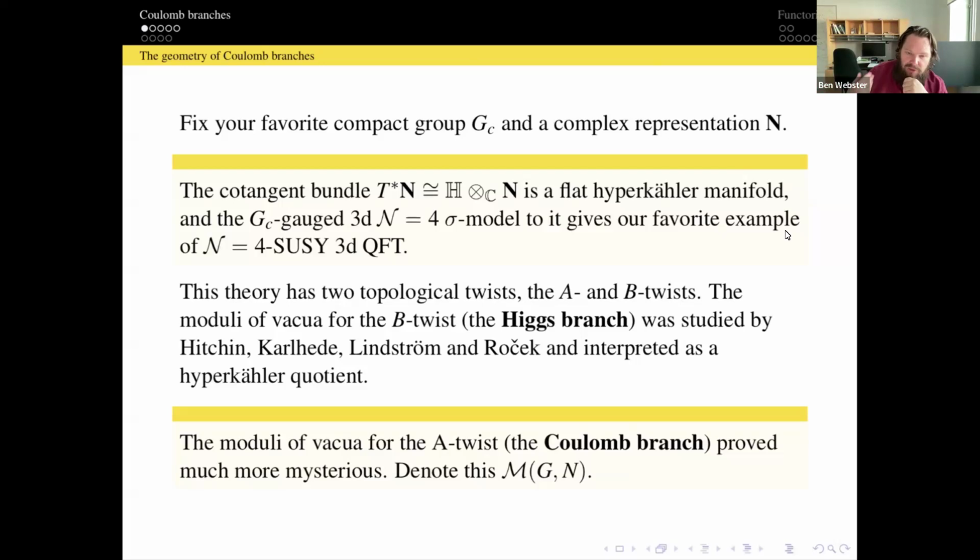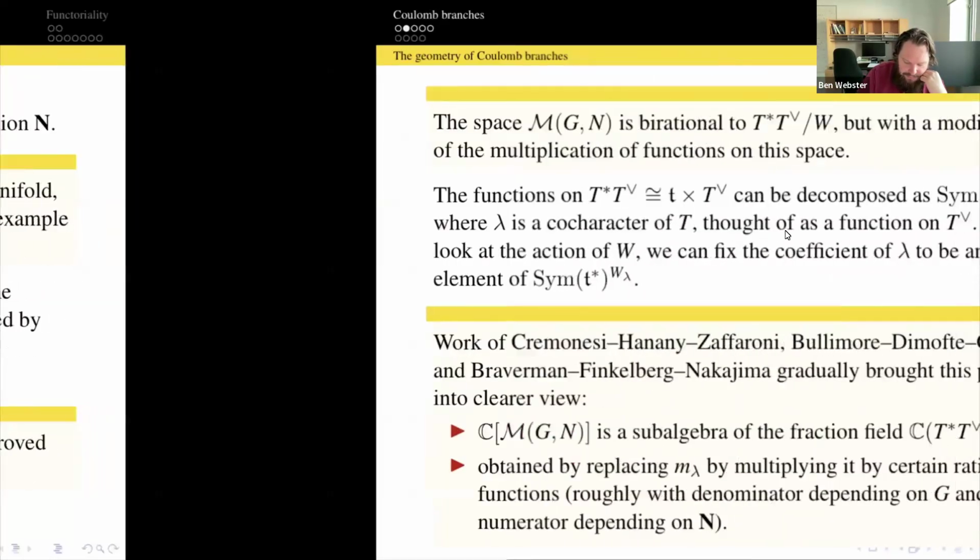On the other hand, the moduli of vacua for the A twist. There are these two twists, which from the perspective of the physics are on an equal footing. But the B twist leads you to this very concrete thing that we understand very well, and with the A twist, one gets something much more mysterious. So that's what I want to talk about today, because that's been the main thing I've been focusing on for the last few years.